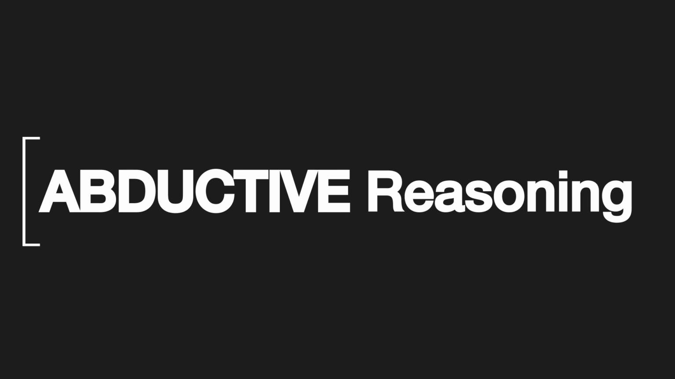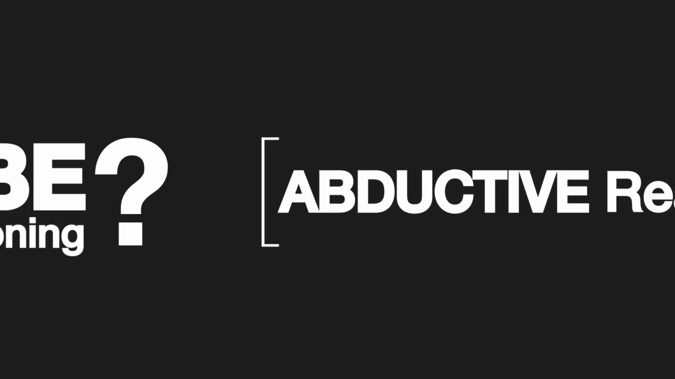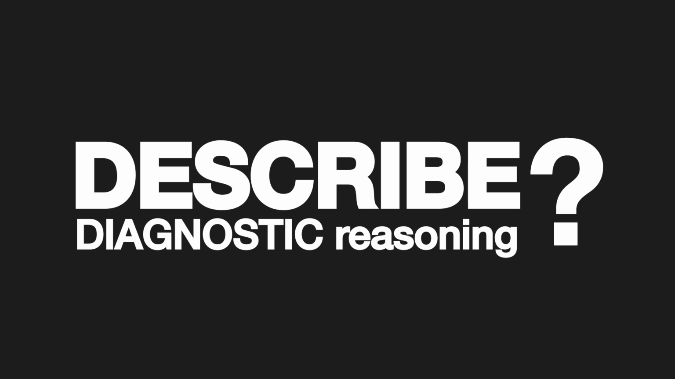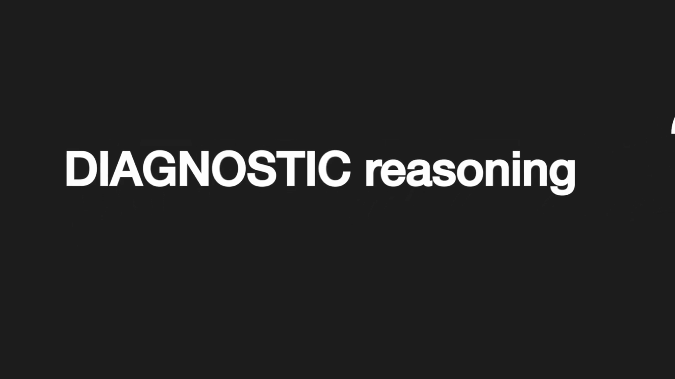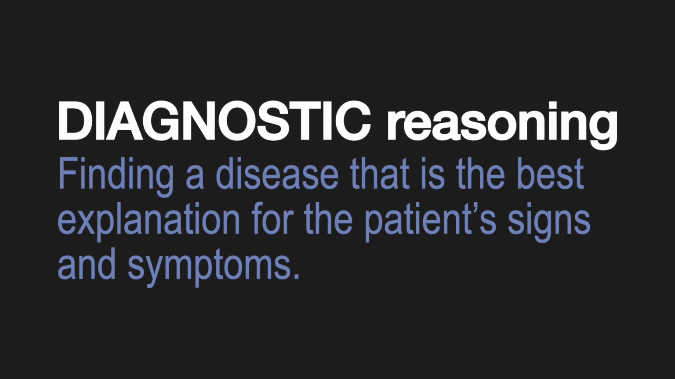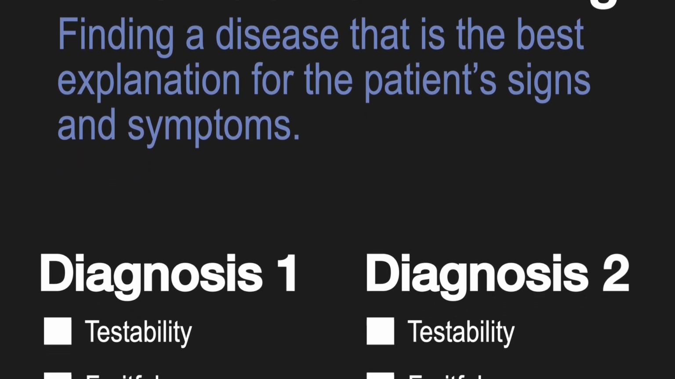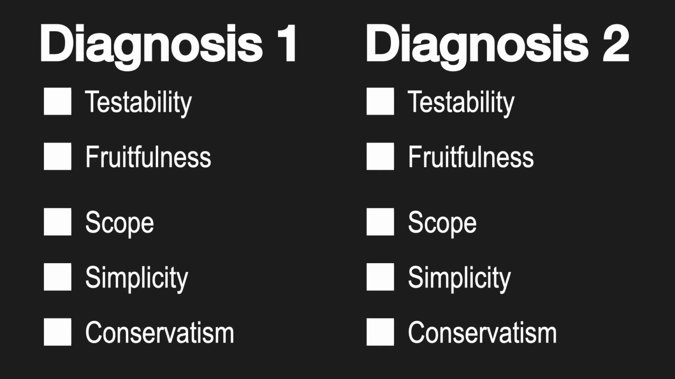When we apply this back to diagnosis, we derive that diagnostic reasoning is an imperfect process that is more than diagnosis testing. It is abduction. It is finding a disease that is the best explanation for the patient's signs and symptoms. The disease that, when compared with other diseases, is the most testable, fruitful, wide-scoping, simple, and conservative. So if you want to avoid diagnostic errors, you'll need to sharpen your skills of abduction.